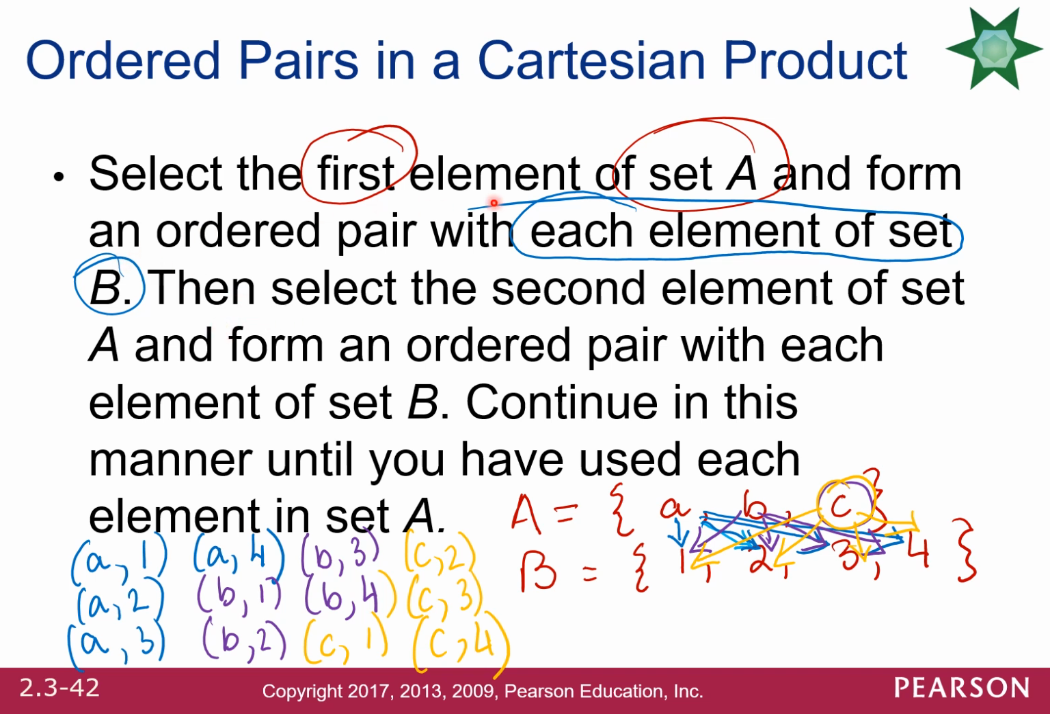Then it says select the first element of set A and form an ordered pair with each element in set B, and we list them. Then select the second element of set A, and form an ordered pair with each element of set B. That's what we did. And then continue in this manner until you have used each element in set A. So that's the exact process that we went through and created the Cartesian product of A and B. All right.